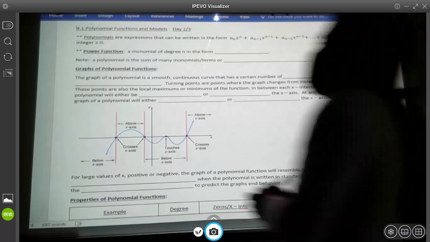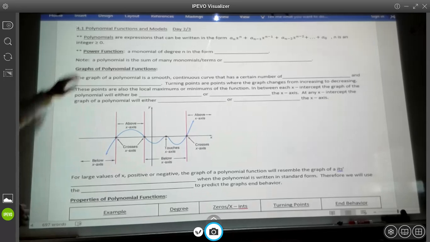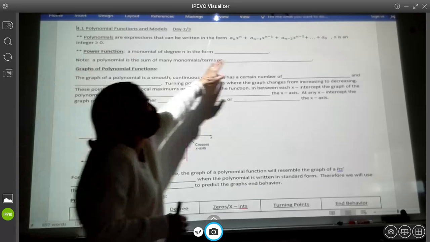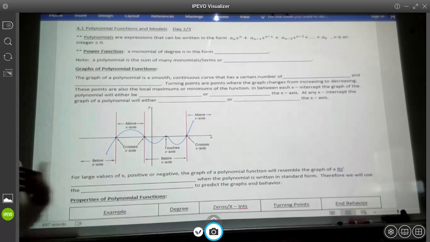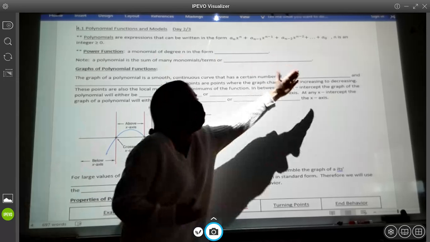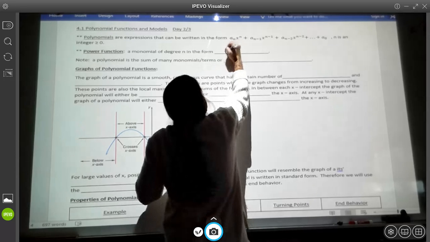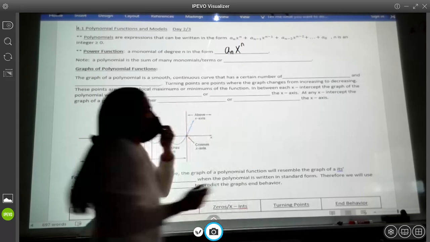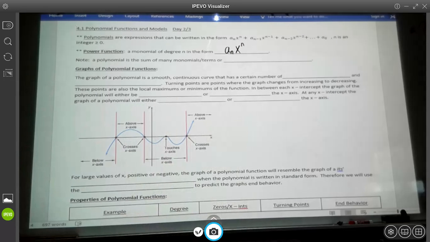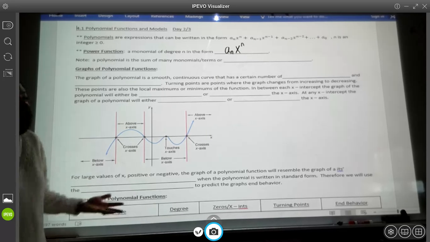Okay. All right, so just to recap a few things. Polynomial functions are expressions that can be written in this form, right? Where you are in descending order from the highest power down to just a number. A power function is basically each individual term of your polynomial. It is of the form a sub n times x to the power of n, right? It's purely multiplication and exponents as its operations. They're going to mention the words power function a lot, so you want to be familiar with it. Remember, a polynomial is just the sum of many monomial terms or power functions.